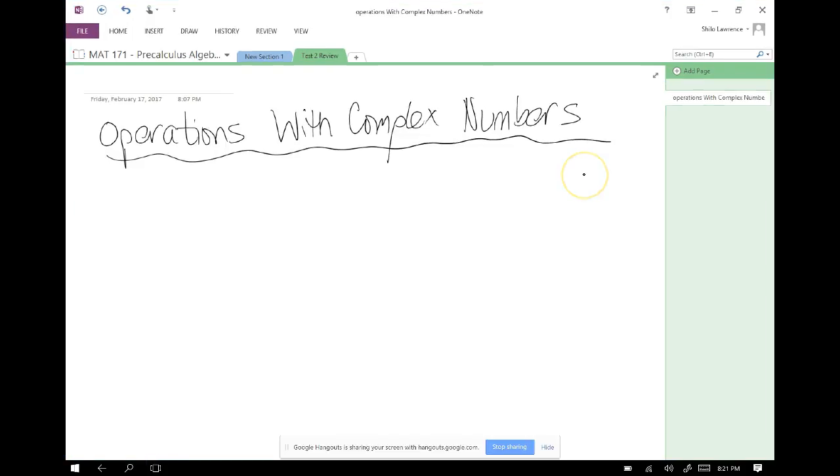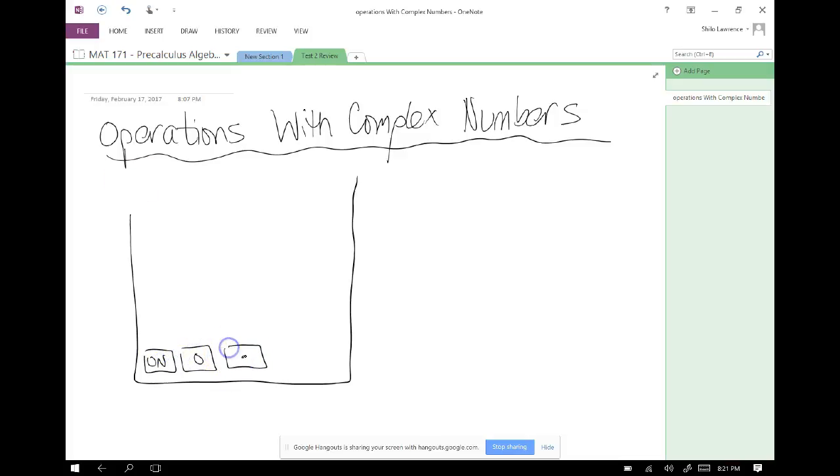Your calculator has an i button right above the decimal point. So if you look at the bottom of your calculator, you've got the on button, the 0 button, the decimal point button, the negative button, and then the enter button. Right above the decimal point, there's an i. And to get to it, you need to hit the second function button.